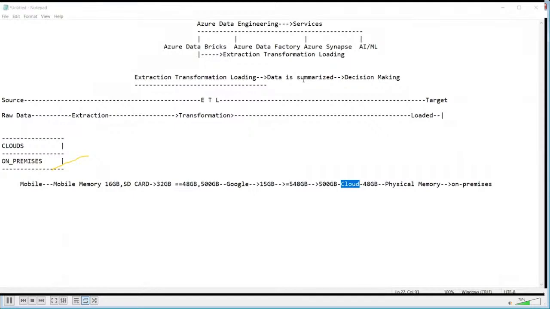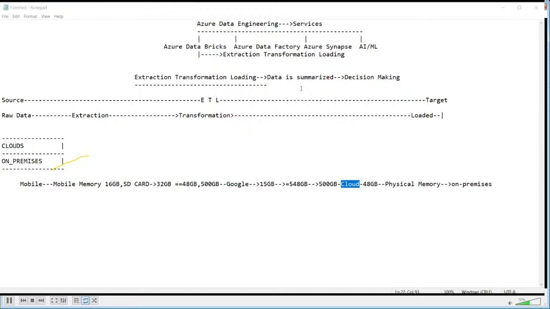Suppose tomorrow you travel to another country, say the United States of America, and did not take your mobile phone. Can you get this Google Drive memory restored to your mobile phone even after reaching the USA? Of course, that means access is possible irrespective of the location. So we can say we can access this data stored in Google Drive from anywhere in the world.